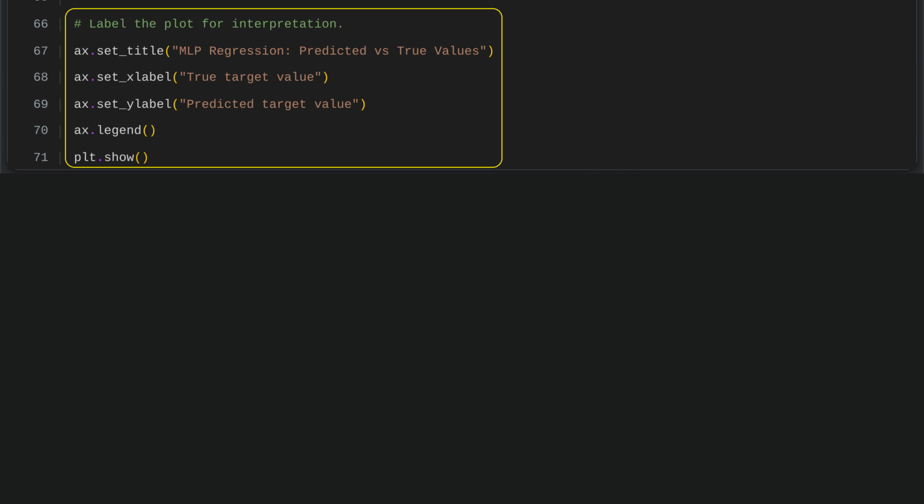The plot is finalized by adding a clear title, labeling the axes for true and predicted target values, and including a legend to identify the test points and perfect prediction reference line. It is then displayed with Matplotlib's show function, so the model's predictions can be visually compared with the true values.